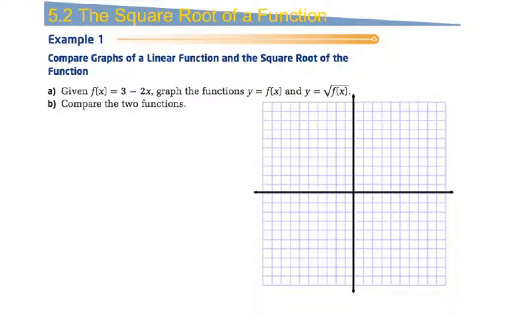So in this section we're going to look at some generic functions, generally lines and parabolas, and then we're going to take a look at the square roots of these functions. In this example I haven't given you the graph of the original function, I've only given you the equation of it. f of x equals 3 minus 2x. It's a line, 2x, no x squared to make it a parabola.